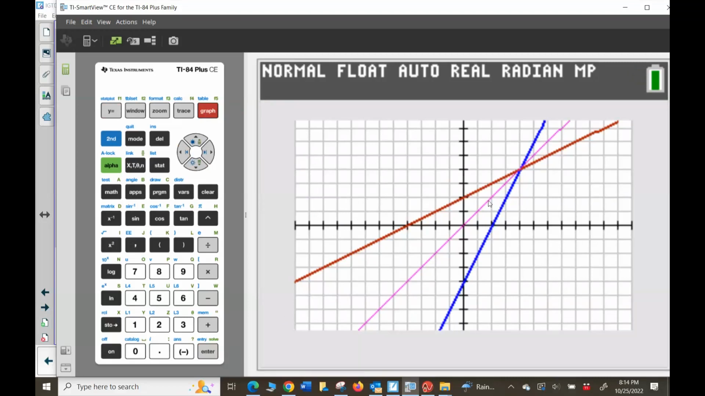And so one of the things that I want them to discover is if two relations are inverses of each other, they are symmetric about the line y equals x. And if I compose them in either order, I get x also. Okay, so that's something I would like them to use the calculator or technology to see.